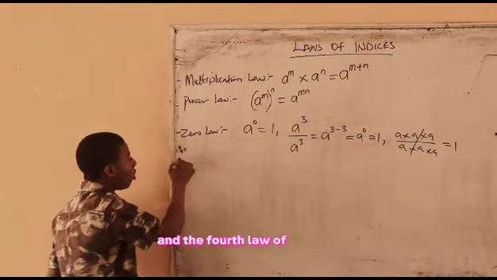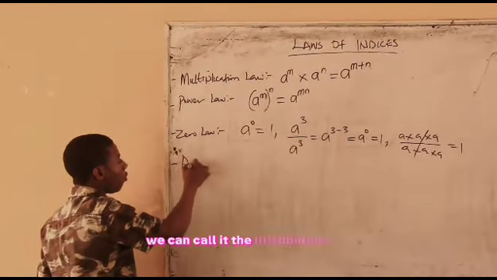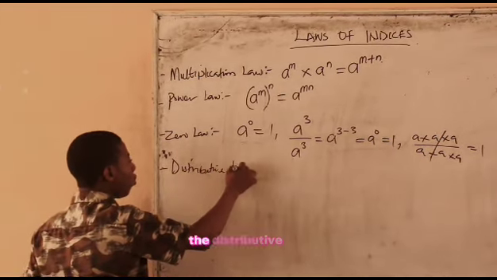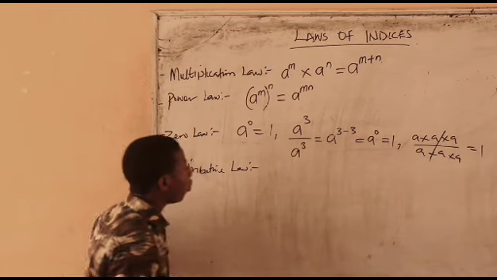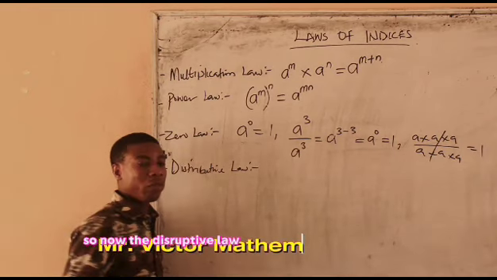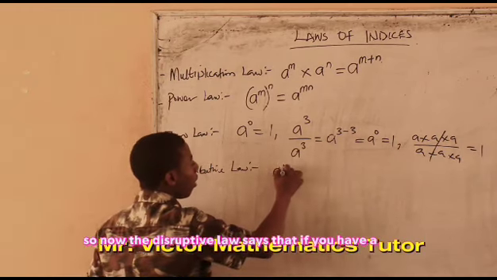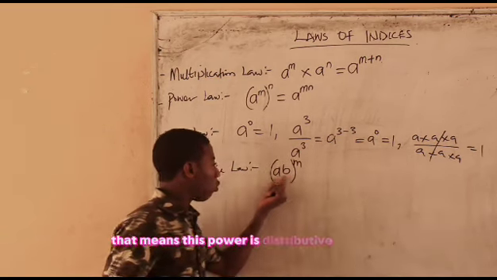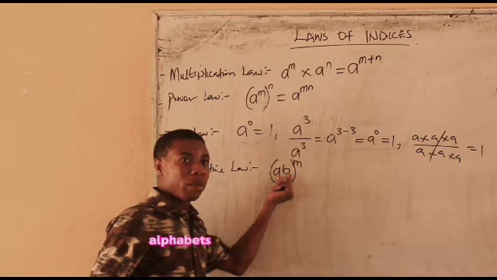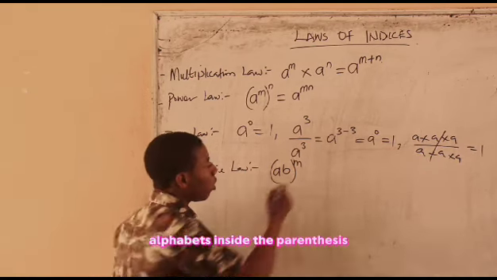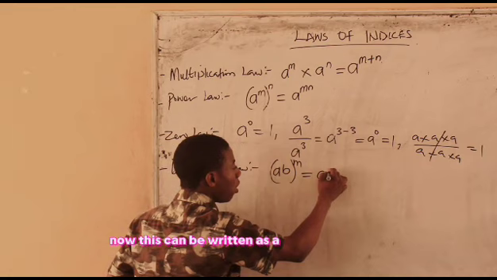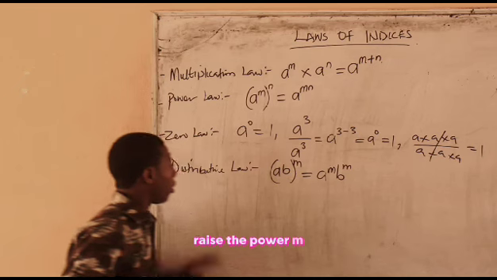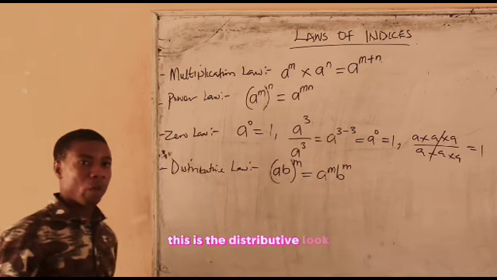And the fourth law of indices, we can call it the distributive law. The distributive law says that if you have a and b all multiplied, raised to the power n, that means this power is distributive to these letters inside the parentheses. Now this can be written as a raised to the power n and b raised to the power n. This is the distributive law.